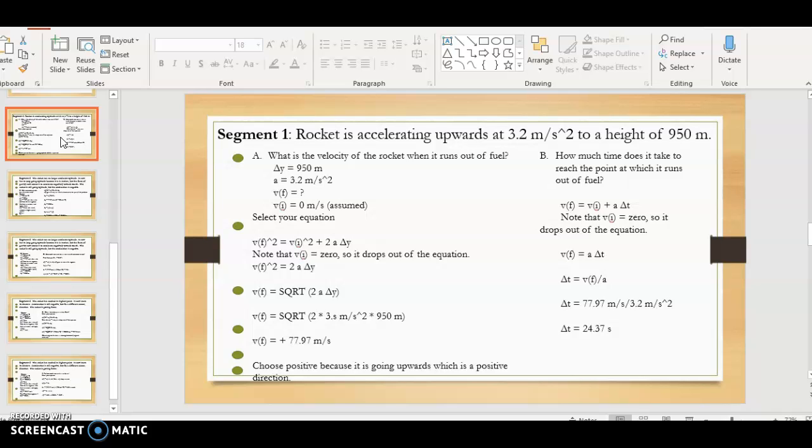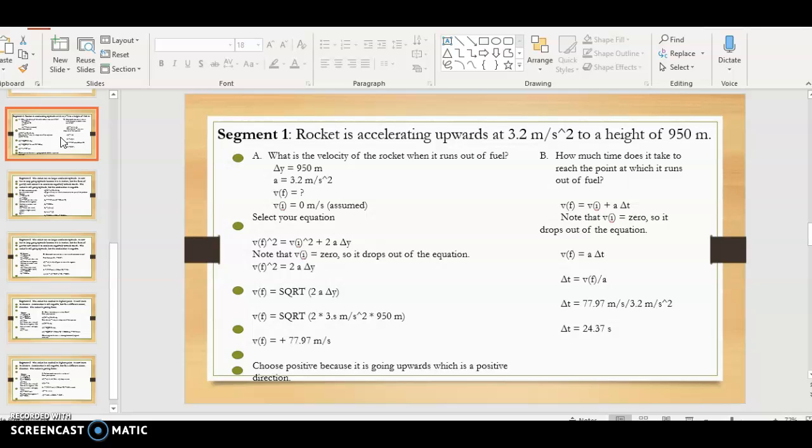We are given that acceleration equals 3.2 meters per second squared, and we have to assume that our VI, our initial velocity, is going to be 0 meters per second because it is on the launch pad and it starts at rest. So we then have to select an equation. I chose to go with VF, or velocity final squared, equals velocity initial squared plus 2a times the delta y, or the height.